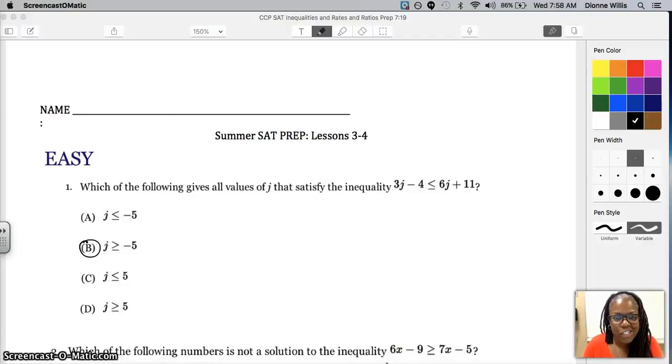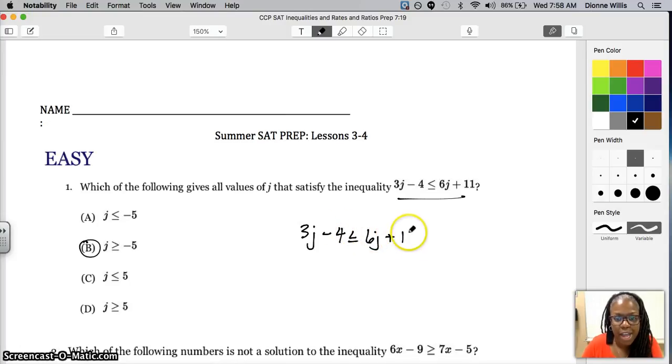Hey guys, let's get started looking at number one here. Number one in this particular SAT prep lesson, this was our inequalities section. We are going to see that the answer is B, and this is considered easy because this is stuff that's pretty straightforward. What you would do here is actually solve for the J variable in this inequality.